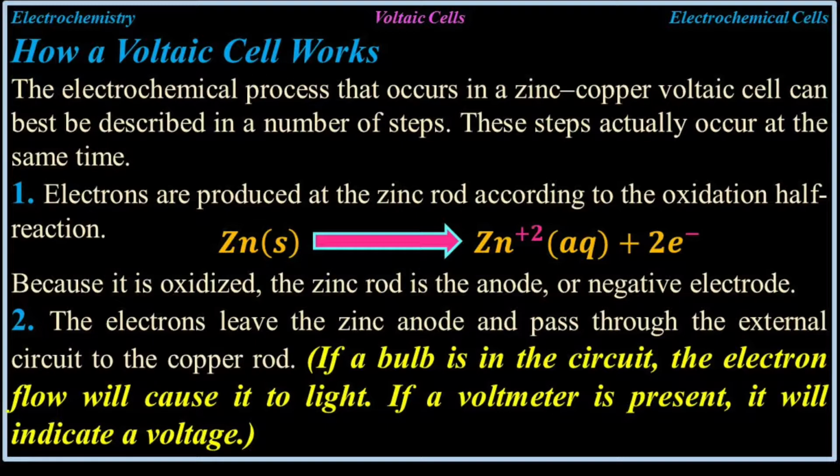2. The electrons leave the zinc anode and pass through the external circuit to the copper rod. If a bulb is in the circuit, the electrons' flow will cause it to light. If a voltmeter is present, it will indicate a voltage. Go back and study Figure 3 and see if what is written here makes sense there.